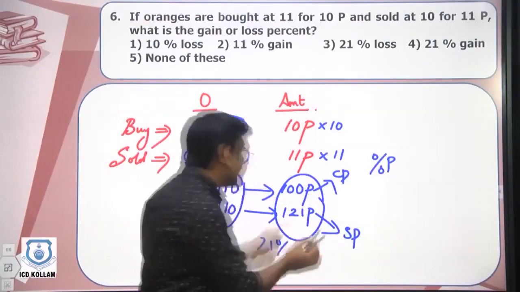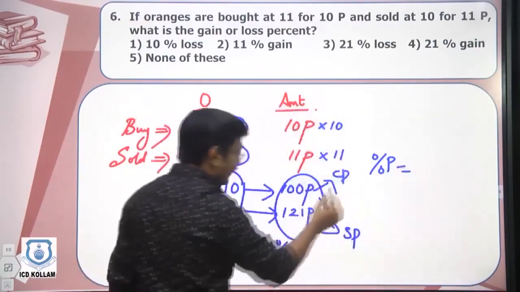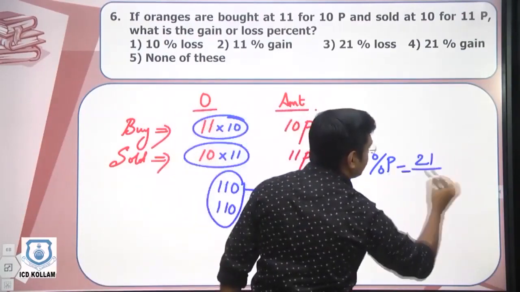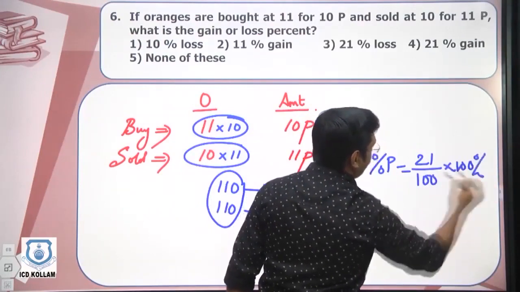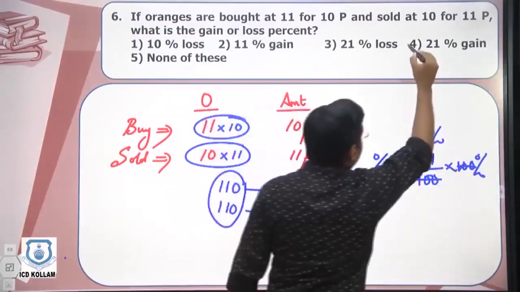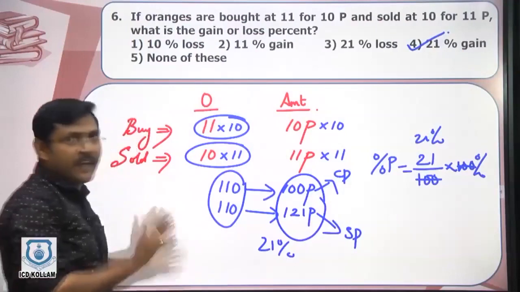The reason is, CP is 100, right? Profit is the difference between CP and SP, that is 21, with respect to CP, which is 100, into 100%. As a result of that, we will get 21%. So the answer is option number 4, 21% gain. We can apply this technique for many questions.